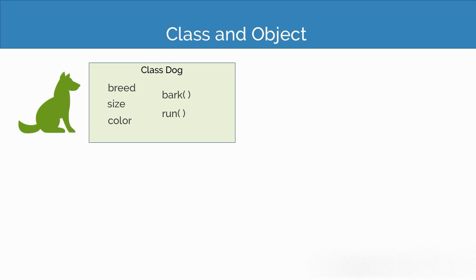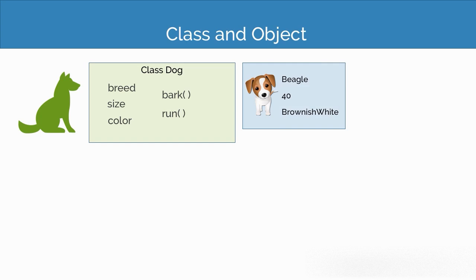Now suppose I have a pet dog. Now my pet dog must have some breed, size or color. Let us define the breed as beagle, size as 40 and the color as brownish white. So these are the three properties of my dog. And apart from the three properties, the dog can also bark and run, don't forget.